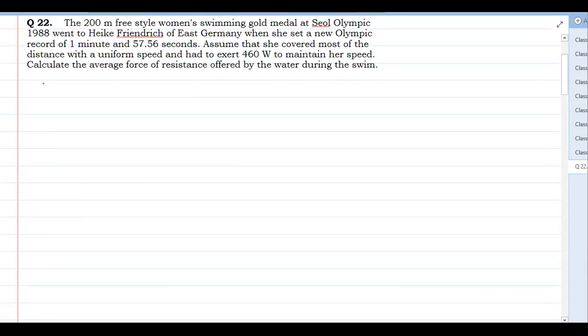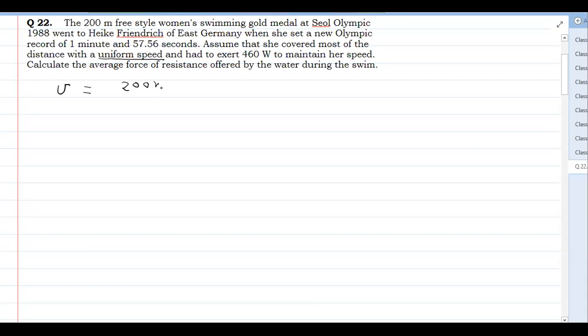So while she is swimming, she has constant speed. It says that she covered the whole length with uniform speed, so we can find the speed. First we can find the speed. Speed will be how much?